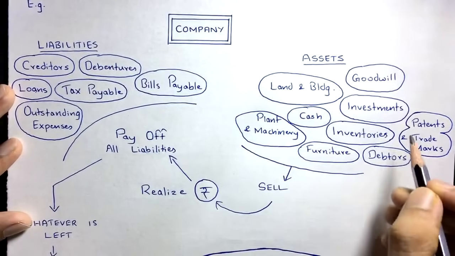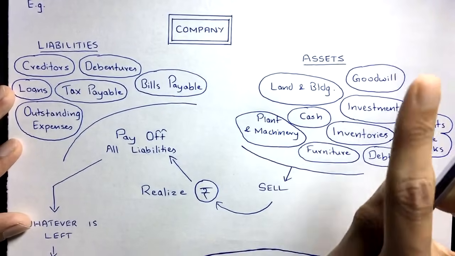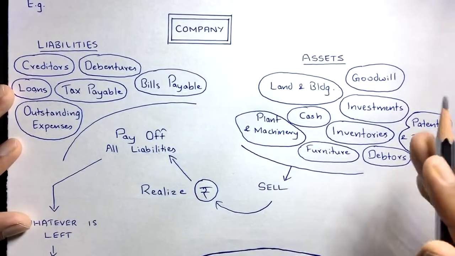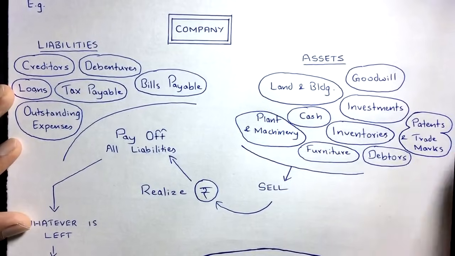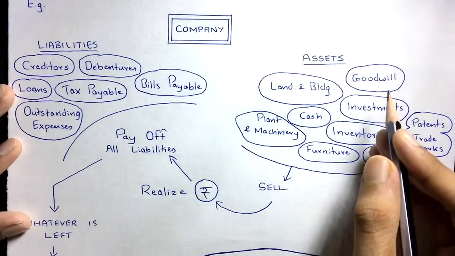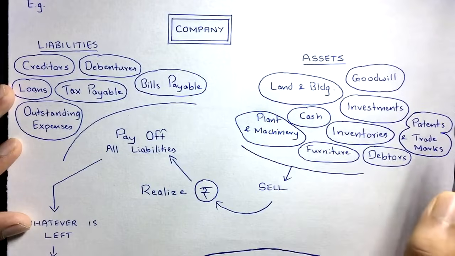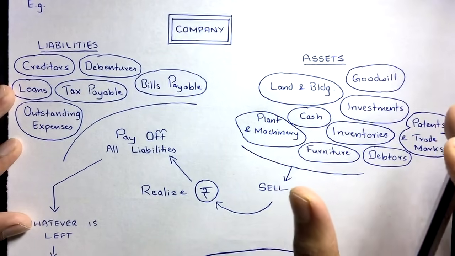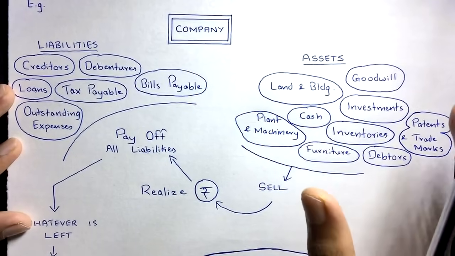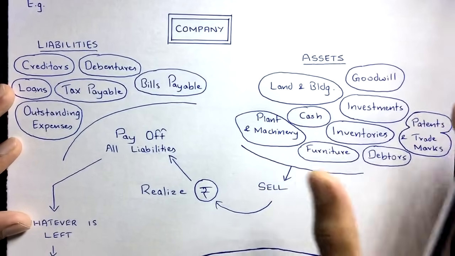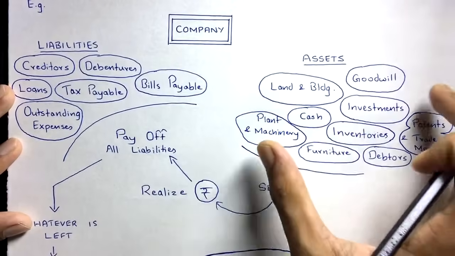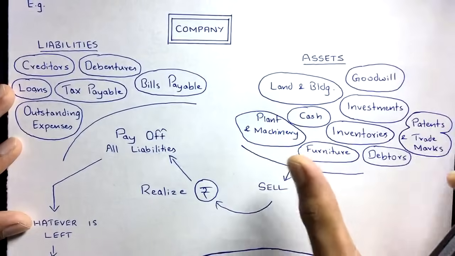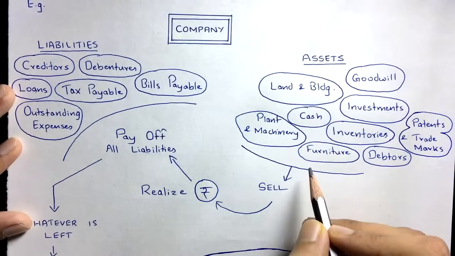All the assets you have to take, except the fictitious assets. Fictitious assets means things like preliminary expenses, the debit balance in the profit and loss account, and discount on issue of shares. These are all losses and accumulated expenses which have been capitalized in the balance sheet. So fictitious assets will not be taken here, because fictitious assets will not realize any value to the company. There is no value of fictitious assets.